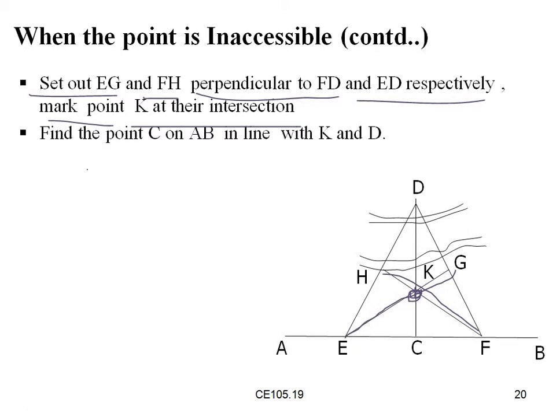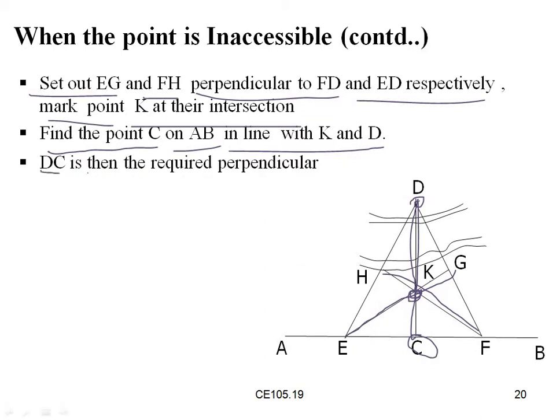The next, find the point C on AB in line with K and D. So this is the point C on the AB line, in line with K and D. After getting the point K, extend this line to the point D, and from D again bisect the line to C. Then you will get this straight line intersecting between E and F. Here DC is the required perpendicular.